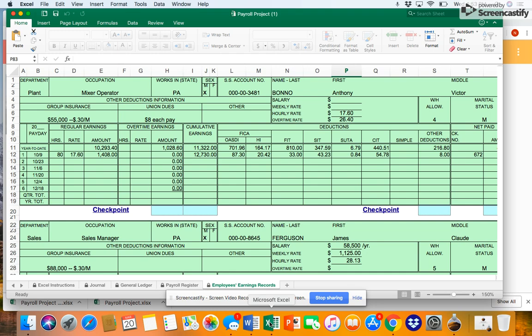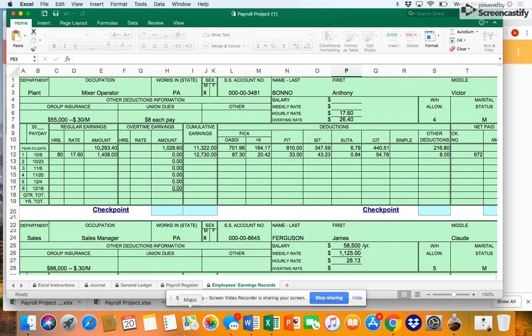Next, we're going to complete the employee's earnings records. In the row for the 10-9 pay period, enter the information from the payroll register for the hours, rate, and regular earnings. There were no overtime earnings this pay period, so you can leave that section blank. Add the cumulative earnings year to date to the earnings from the current pay period to arrive at the new cumulative earnings. Copy the deductions, check number, and net pay from the payroll register.